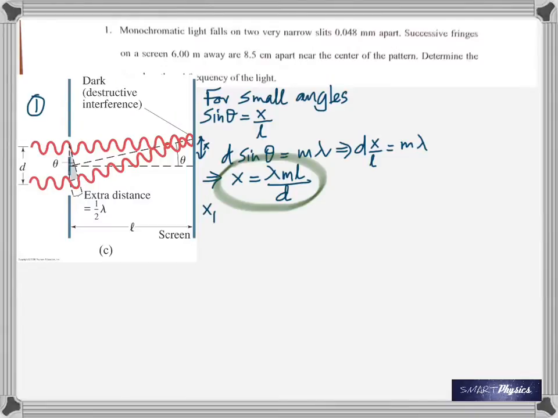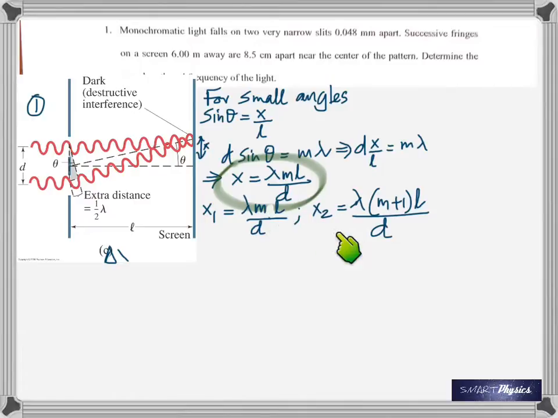you get x is equal to lambda m times L by d. So x1 would be lambda m L by d, and x2 would be lambda (m plus 1) L by d, because the question talks about successive fringes. If you take m as the number of one of the bright bands, then the next one is m plus 1, isn't it? It could have been m minus 1. It's not going to make a difference.